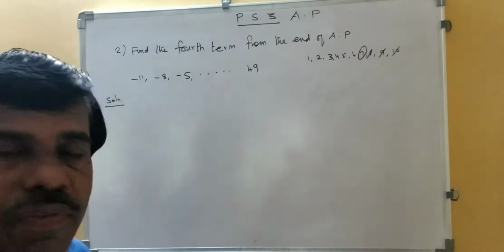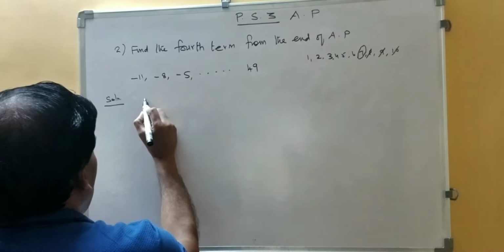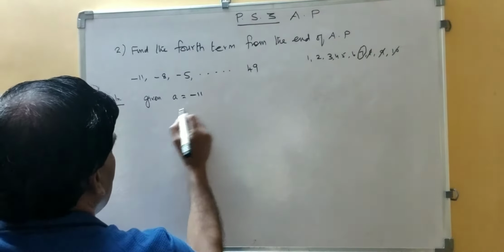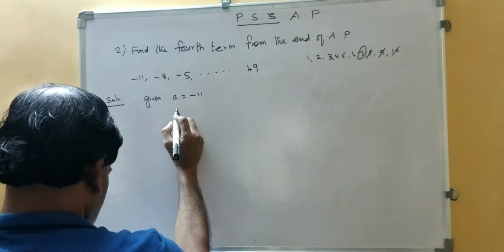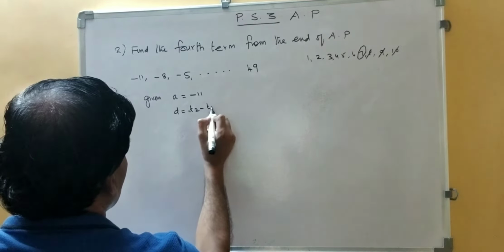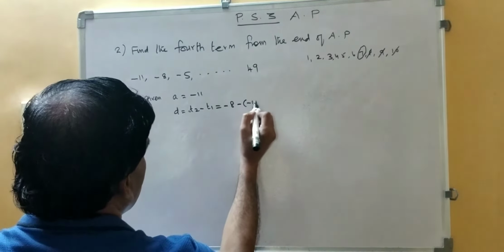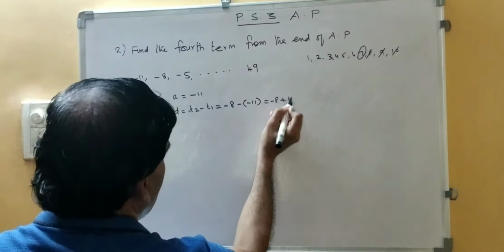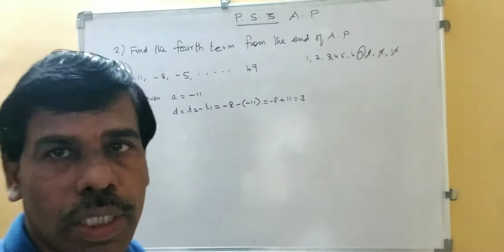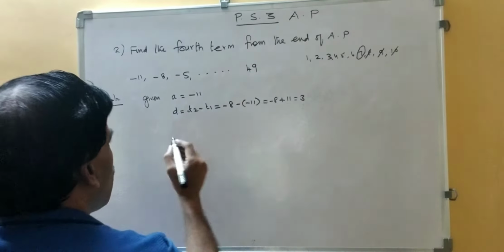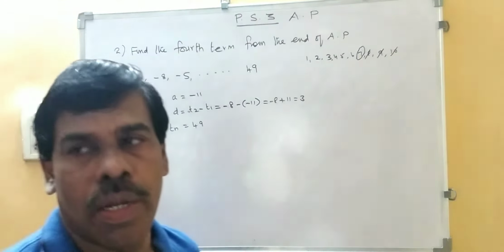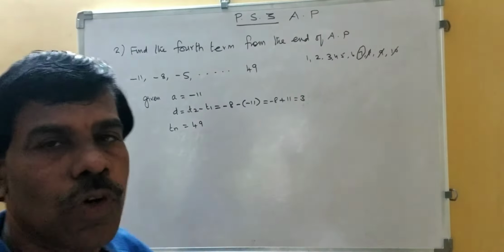So for that, what all we are knowing, that first we will write. Given A is equal to minus 11. Now we can find out D. D is T2 minus T1, which is minus 8 minus (minus 11), equal to minus 8 plus 11, which is equal to 3. So you are knowing these two things. Now what is the last term? Last term means Tn. Tn is 49. That means the nth term is 49.